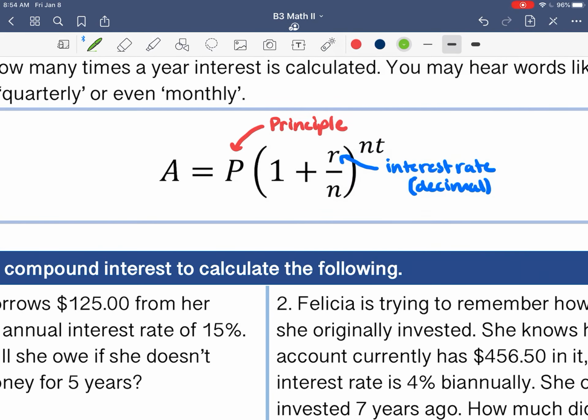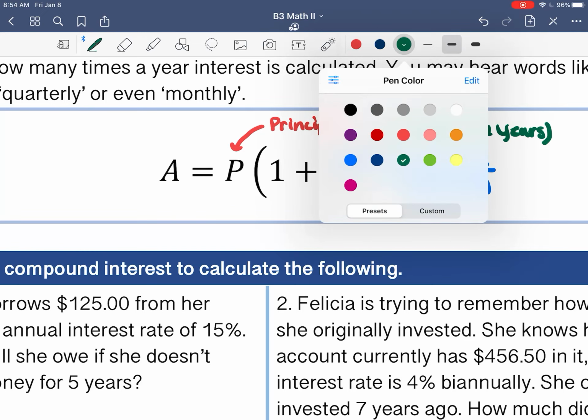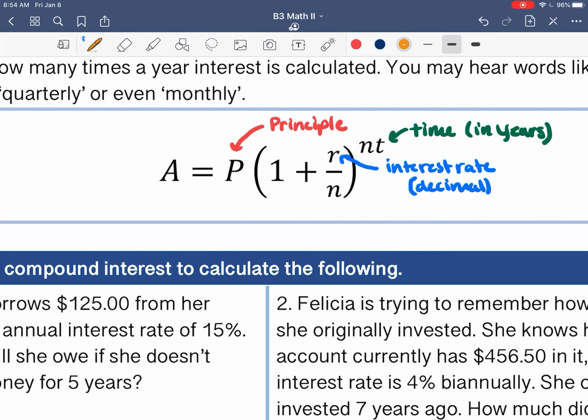And then we have T. T is time, specifically time in years for this one. And then we have this other variable, N. N is the number of times that interest is assessed per year. So this one usually they tell you with a word instead of a number.